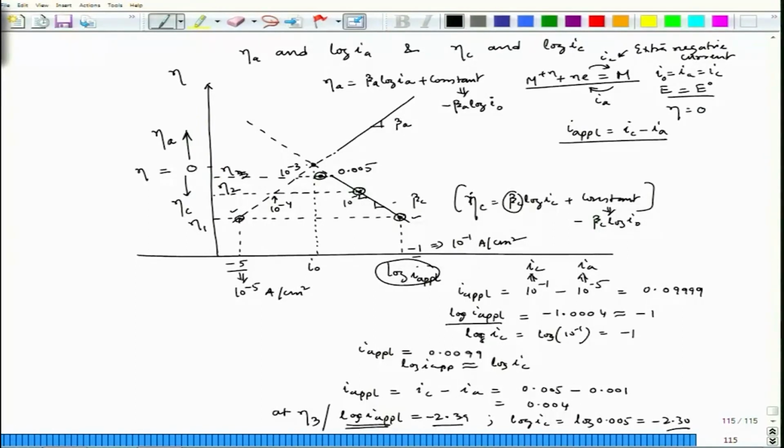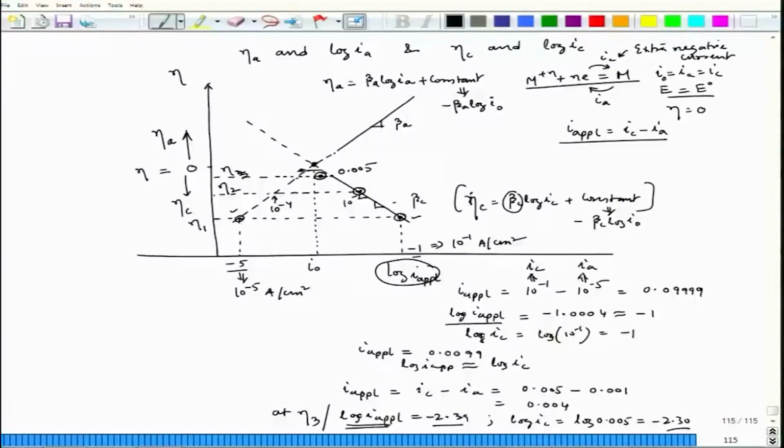Now, as we go, let us delete this part so that we will be able to understand carefully. As we go closer to this particular point, I could see that that point also would shift to the left, because the difference, log of I c minus I a, is not falling on the same I c line, rather it is switching to the left side.